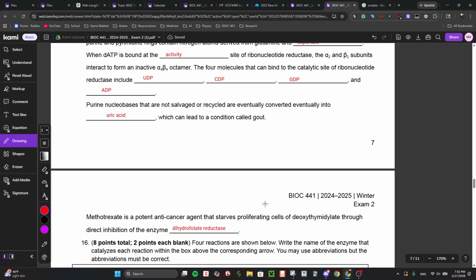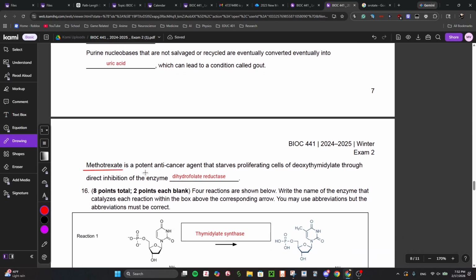I think the main thing you can get from this is that even if you don't know what this is, it's a potent anti-cancer drug that starves the cells of this. It specifically starves them of the T thing, right? So based off of that, through inhibition of this enzyme, and you do have to know this, the dihydrofolate reductase. DTMP synthetase, that's direct. I would say it just inhibits the actual enzyme. Because there are 3 different enzymes before that.